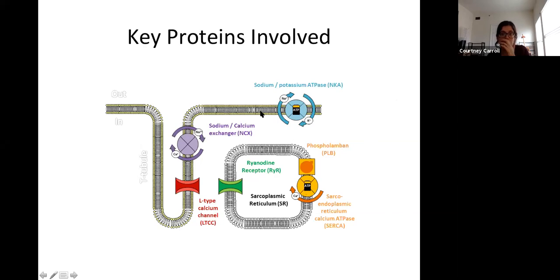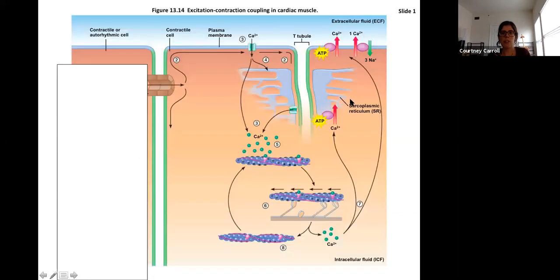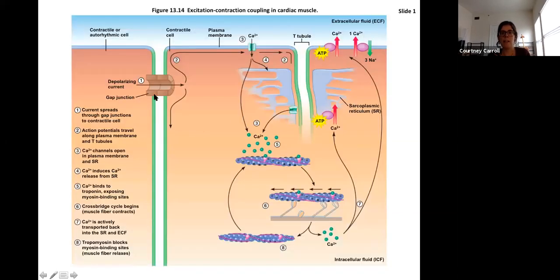And the gradients will be maintained by our sodium calcium exchanger, which will then be put back where it's supposed to by the sodium potassium ATPase. So we maintain our gradients as well. Okay, we're going to follow the calcium. Let's think about it again. This is the same information, but shown a different way.